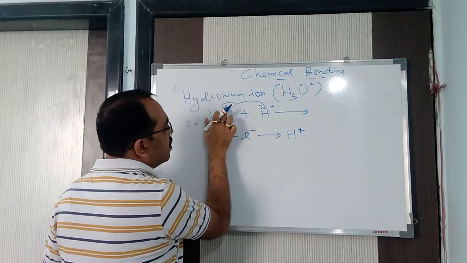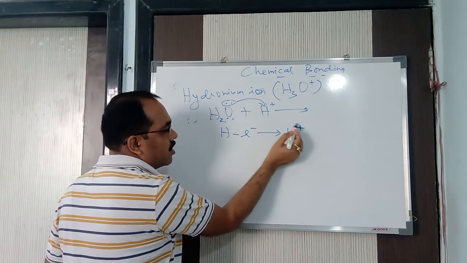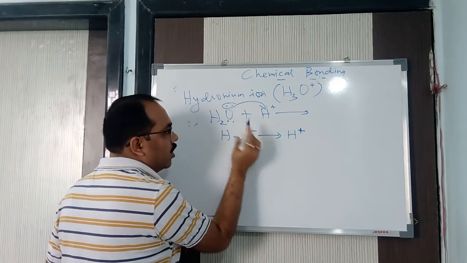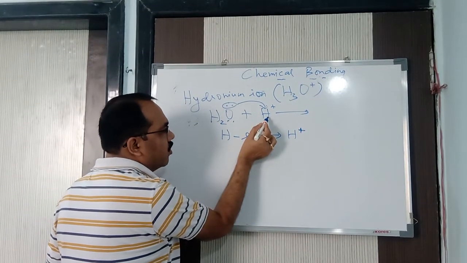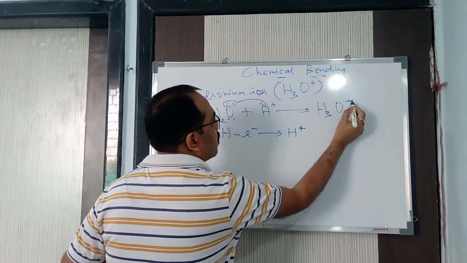So when this oxygen gives a lone pair of electrons to this H plus ion. Now why H plus ion? Because this H plus ion is having a deficiency. It requires how many electrons to be stable? 2. So hence this electron pair is given to the H plus ion and hence what does it form? It forms H3O plus. Remember it.